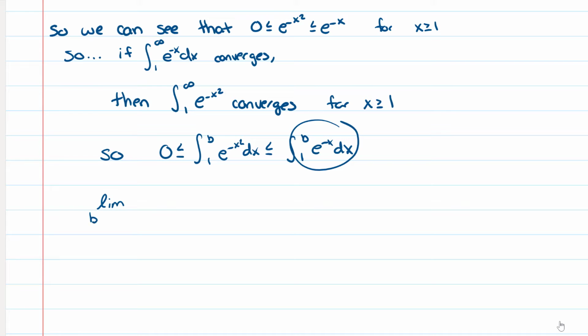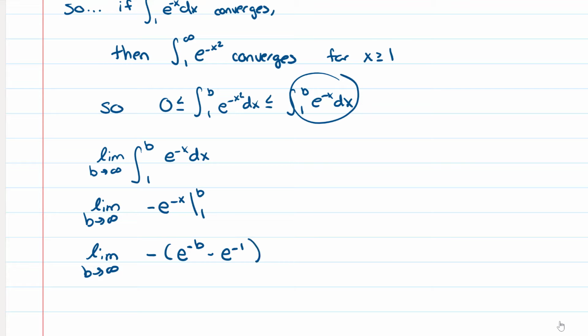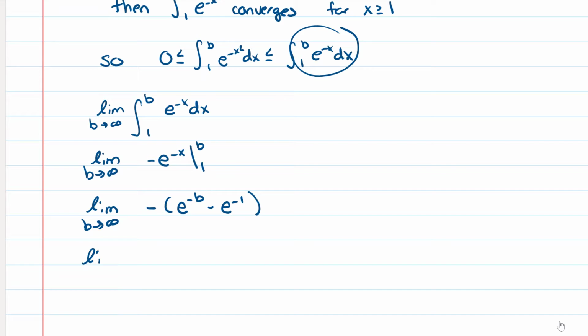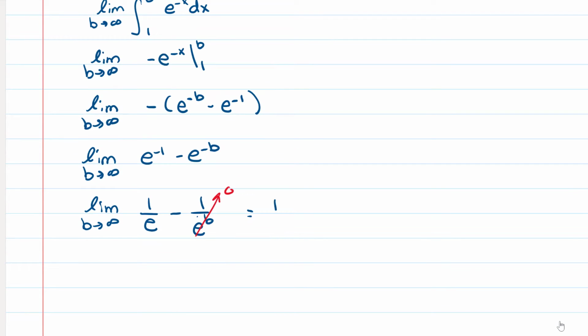So we're going to take the limit as b approaches infinity of the integral from 1 to b of e to the negative x dx, and work this out. When I do the antiderivative, I get negative e to the negative x from 1 to b, with the limit as b goes to infinity. That gives negative e to the negative b minus negative e to the negative 1. Cleaning that up, I get e to the negative 1 minus e to the negative b. So it's the limit as b approaches infinity of 1 over e minus 1 over e to the b. We take the limit, and this goes to 0. So my answer is 1 over e, which is approximately 0.368.